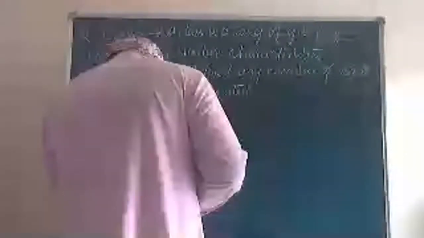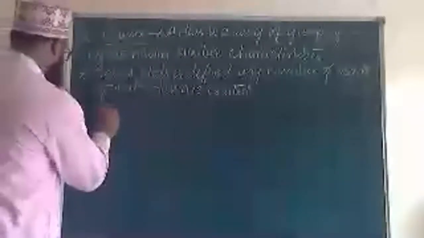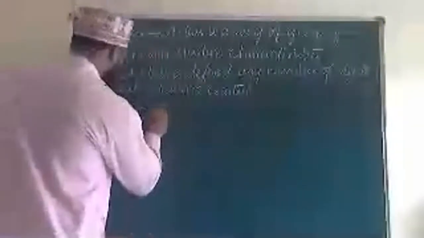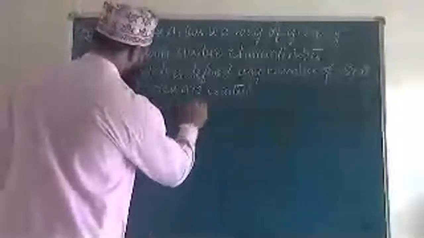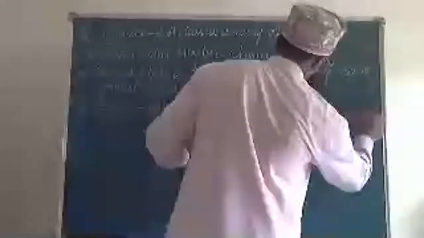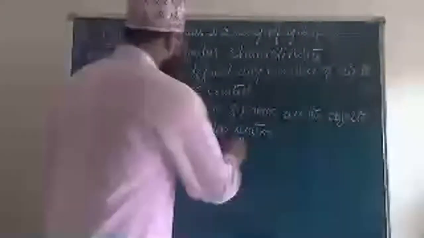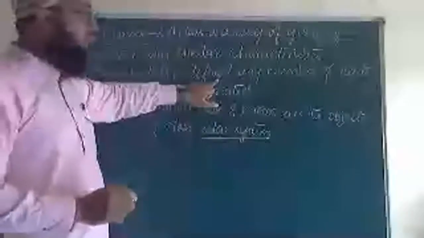I will take an example. For example, planets: sun and moon are the objects of the class, and the class name is solar system. Just like that, if a class is defined in any program, any number of objects may be created under it.